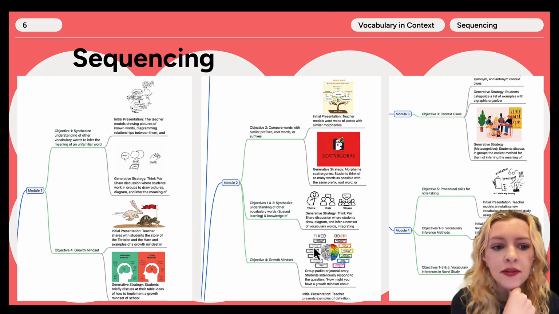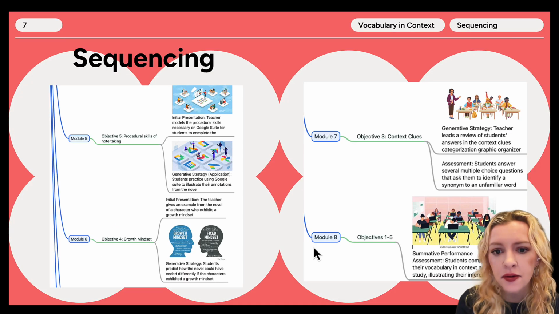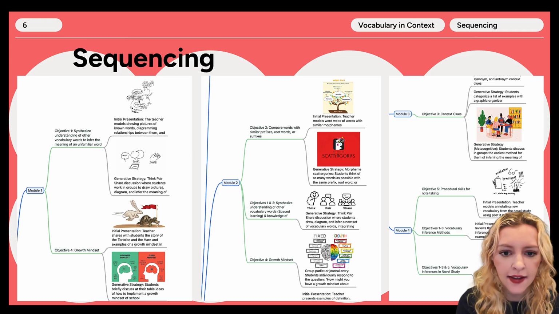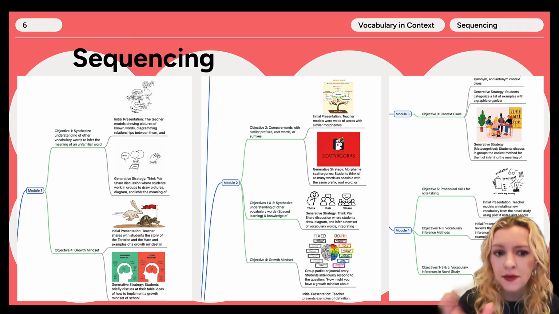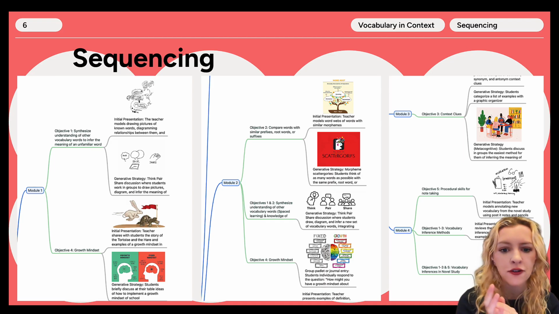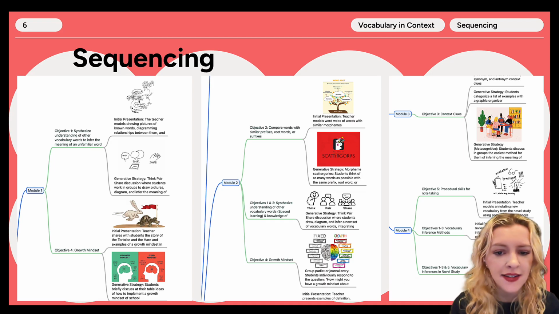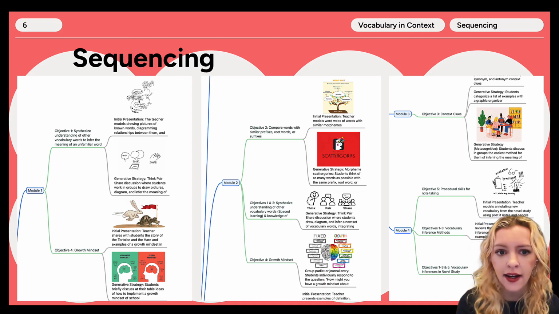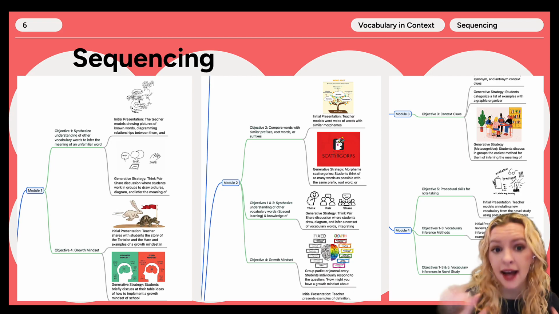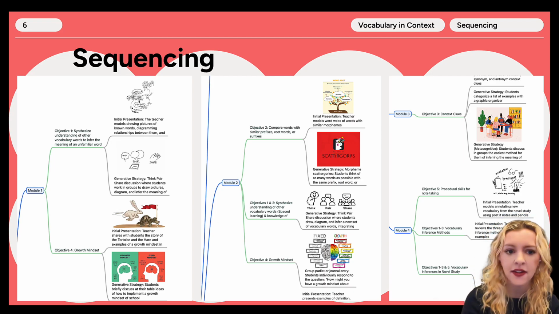So in terms of the sequencing, I have this divided into 8 modules. And I said module instead of class because I want to be a little more flexible with how it works. It might be that one module gets spread out over multiple classes. It really just depends on the student body. And I wanted the sequencing to be adaptable to whatever is happening in the classroom. So that's why I said modules instead of classes for this.